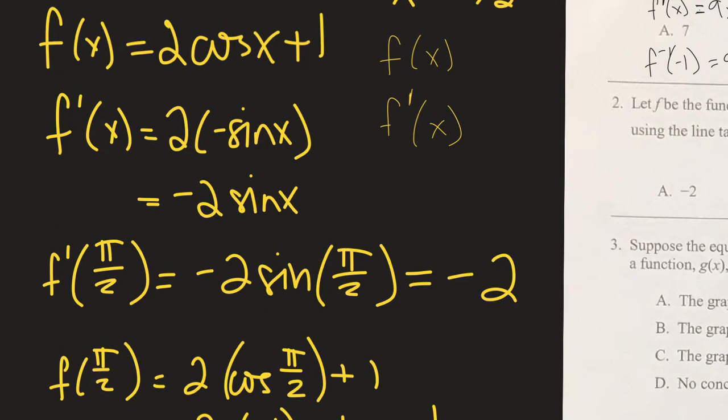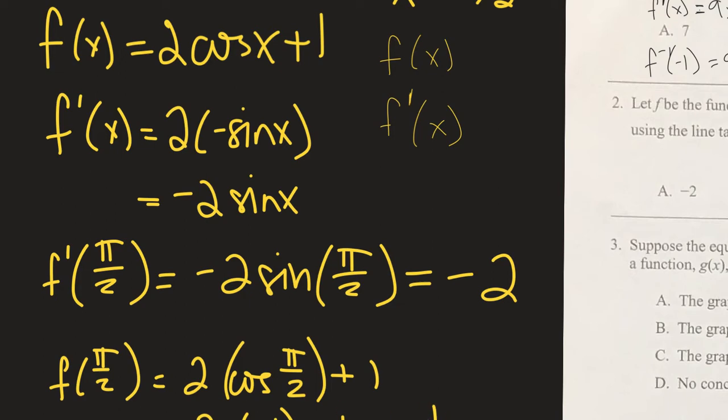Okay, so looking at what we have now, the derivative is -2 sine of x, from 2 cosine x plus 1. When we plug in pi over 2, we get a slope of -2. And when you plug in pi over 2 into our function, we get a -1.